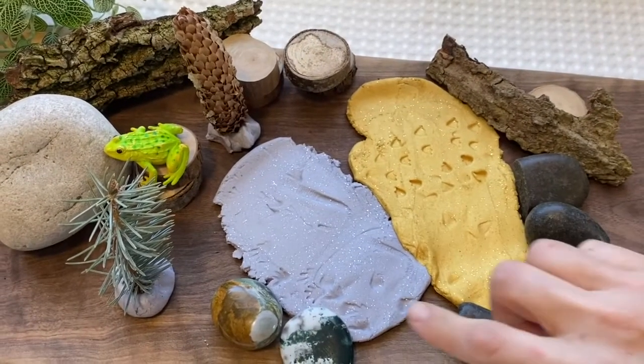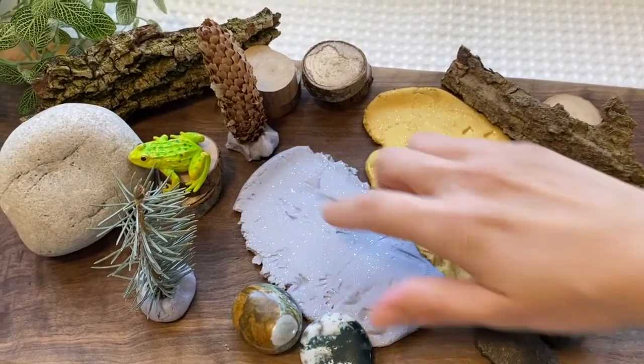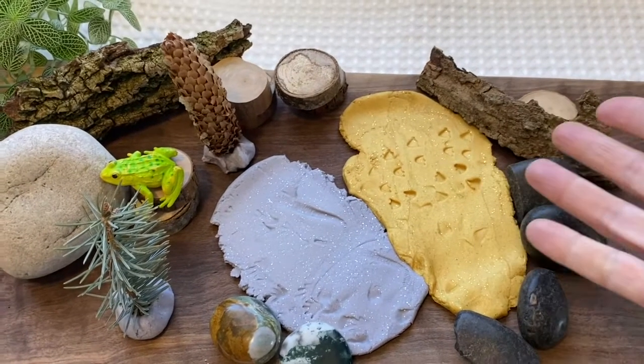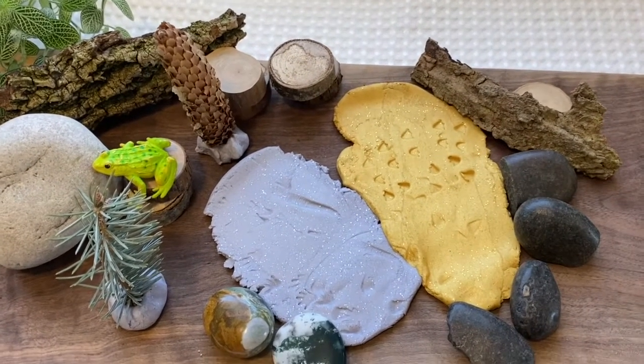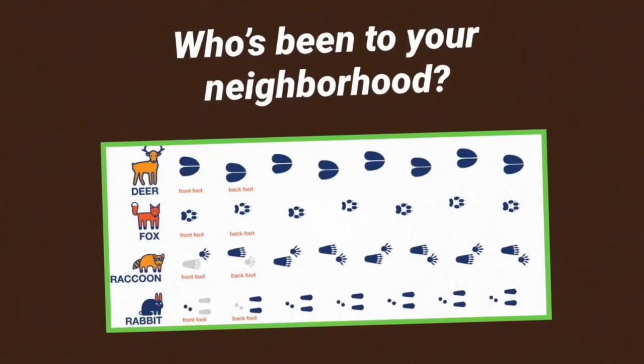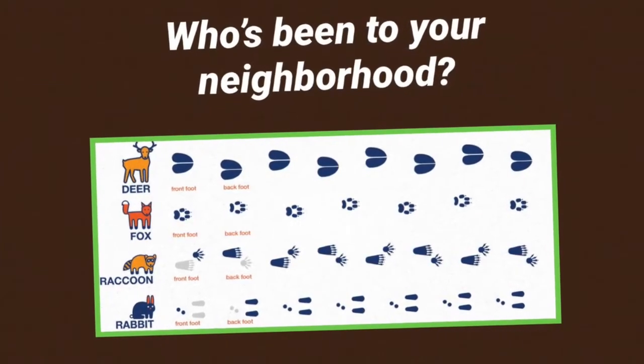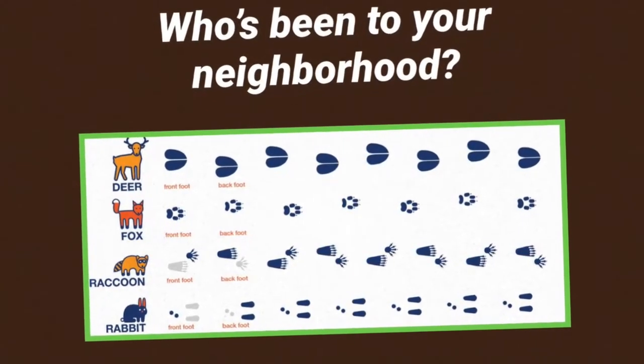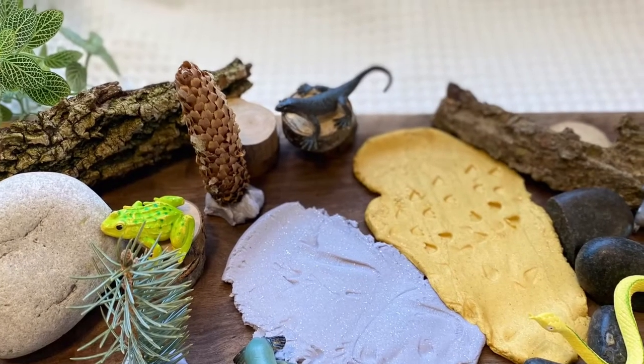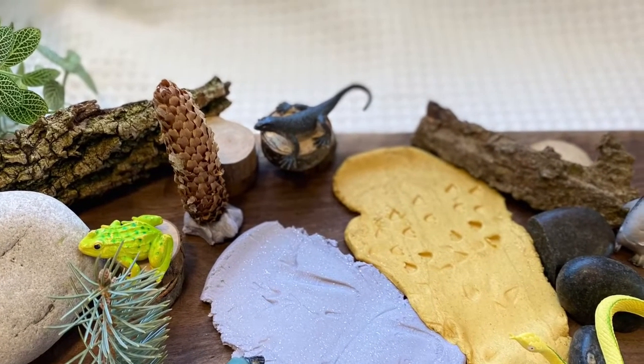Even though this is just Play-Doh and a small world, our world is just the same. All these tracks and all these animals. Pretty soon, you'll recognize some of these tracks if you haven't already, and you'll get to know who's been in your neighborhood. So many animals are out and about when we're not looking.